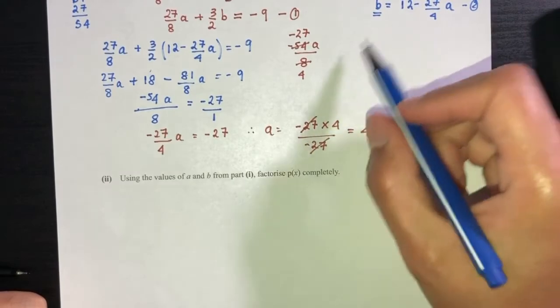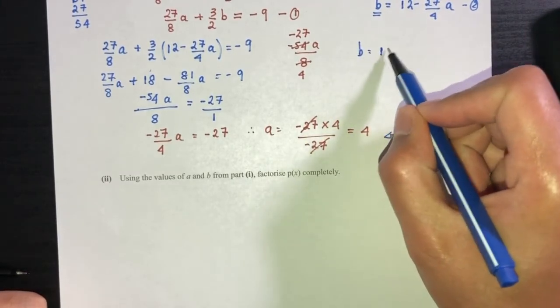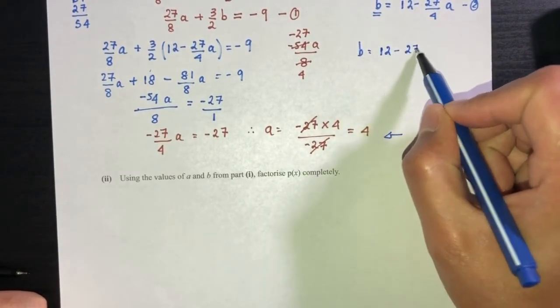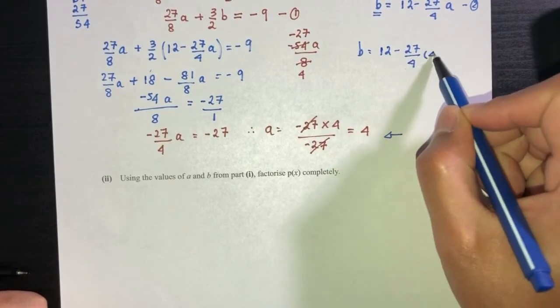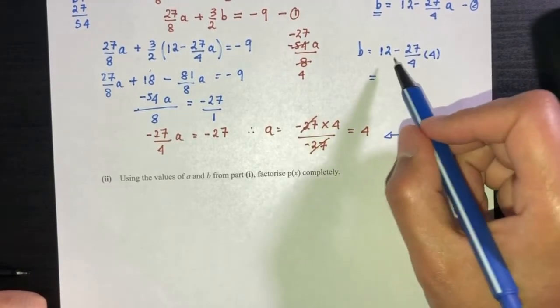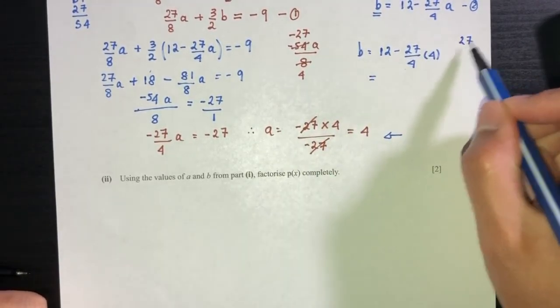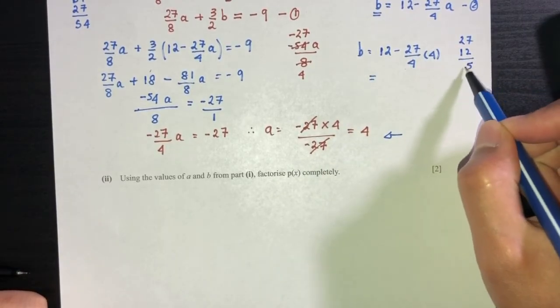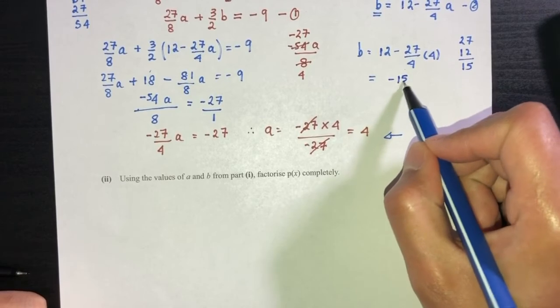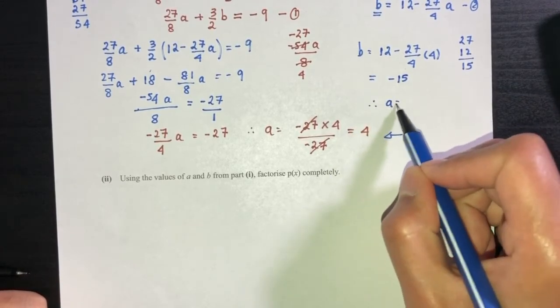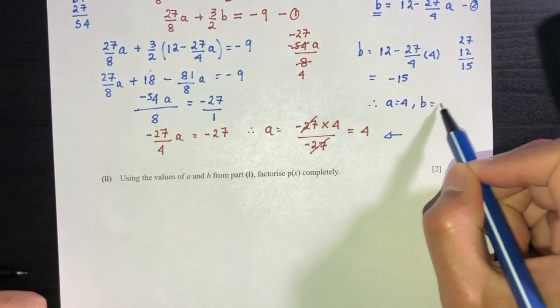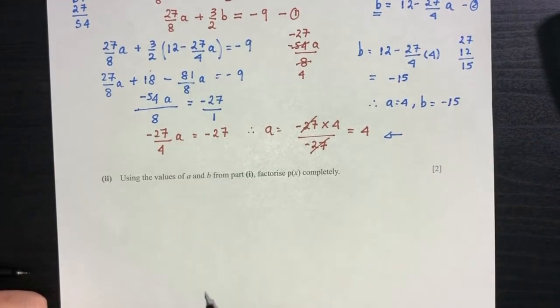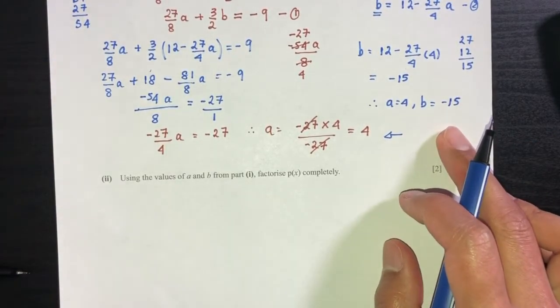So let's find the value of b. b is equal to 12 minus 27 over 4 times 4. So 12 minus 27, that should be minus 15. So the value of a is 4, and the value of b will be minus 15. That is for part 1. Now let's move on to part 2.